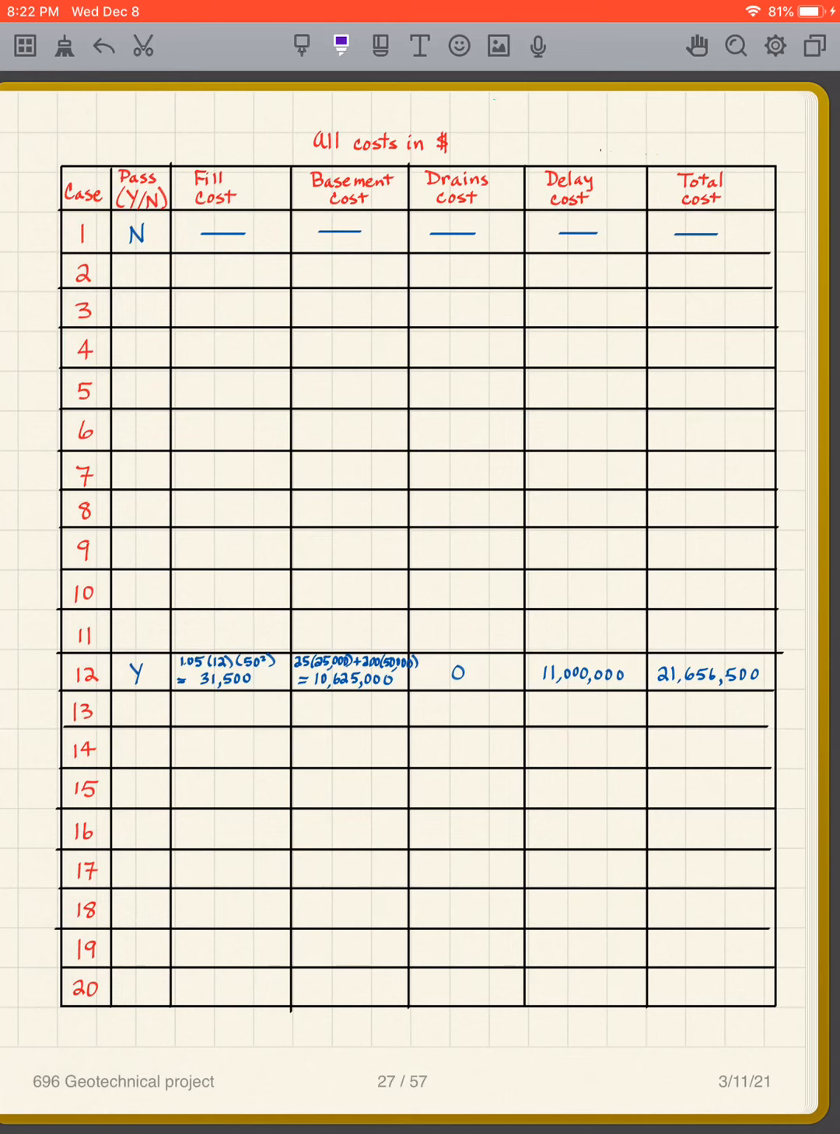Yeah, I must have, I don't know if I made a mistake. I have to look at it. But in any event, there are no drains there. The delay cost, because there's a delay of 15 years, is $11 million. There's the cost of this, it's $21 million. So you need to do all of these, figure out the cost, and we want to figure out the lowest cost.